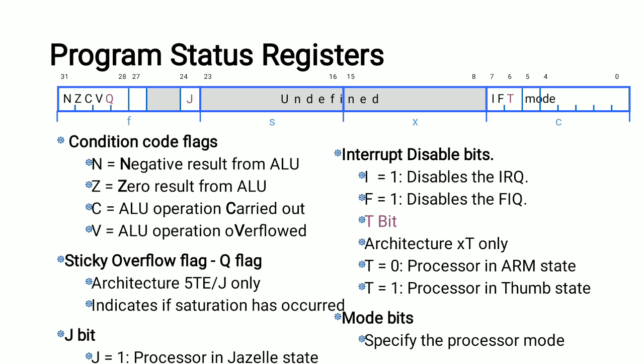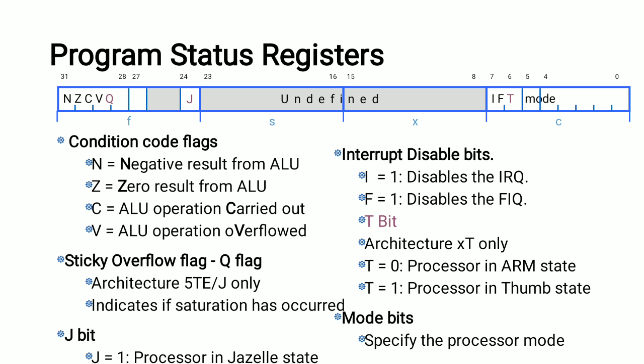Then the 24th bit is the J bit flag. When J equals 1, the processor is in Jazelle state, that is Java bytecode execution. Next, bits 8 to 23 are undefined bits. And the 7th bit is the interrupt disable bit. If I equals 1, it disables the IRQ, that is the low priority interrupt, and F equal to 1 disables the FIQ. If a high priority interrupt occurs, then the F flag is set to 1.